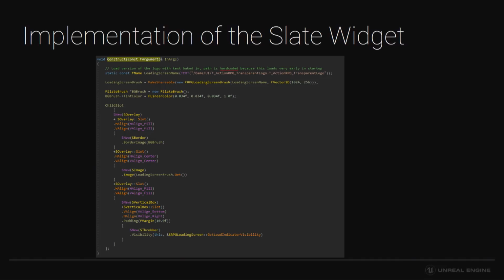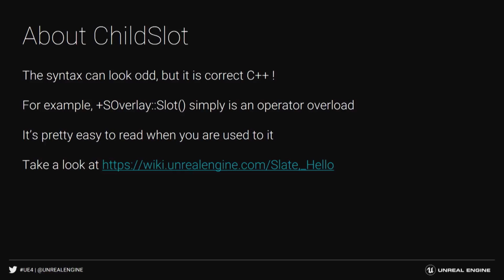So this is what the widget will look like for Slate. It can look actually quite odd. It's like some CSS styling weird thing. But when you look closely, for example, what's happening in the child slot, or even like the plus S overlay slot, this kind of thing, you don't really see that a lot in C++. But when you really look at it closely, you can see that it's perfectly correct C++. And for example, the plus is only an operator overload. And if you're used to using styling languages such as CSS, actually in a couple of days, you can really be a master of Slate.